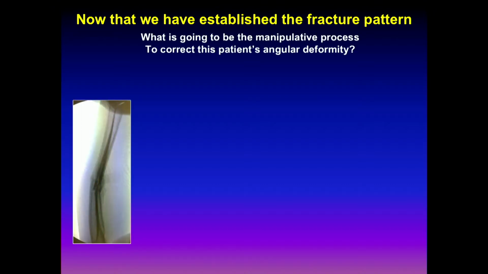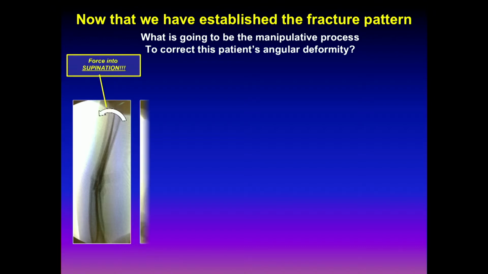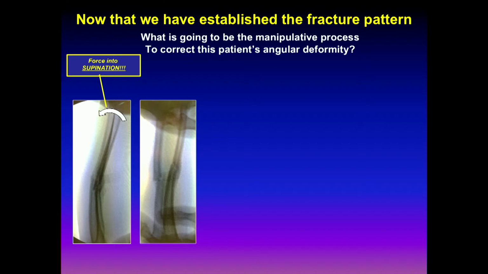So now we've established a fracture pattern. And so how are you going to manipulate it? We're going to supinate it. Yeah, and volar force. So you force it into supination, and that corrects a lot of the deformity in itself. And the ulnar angulation is involved.